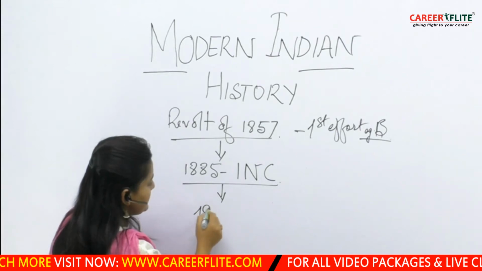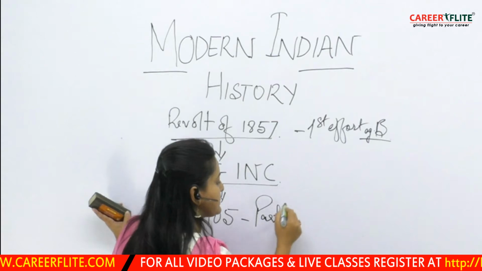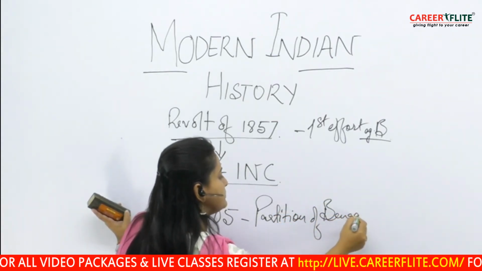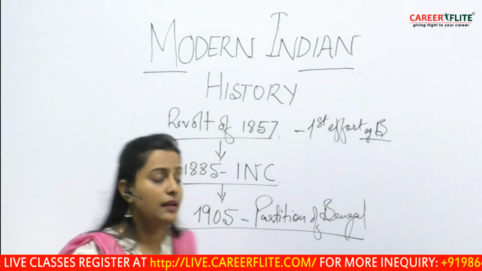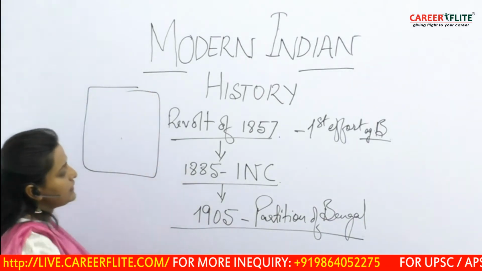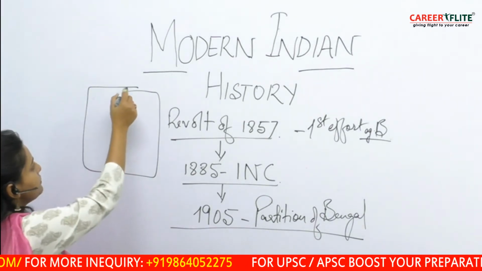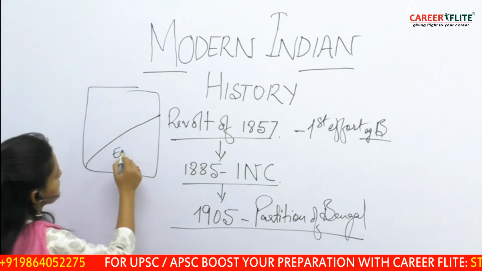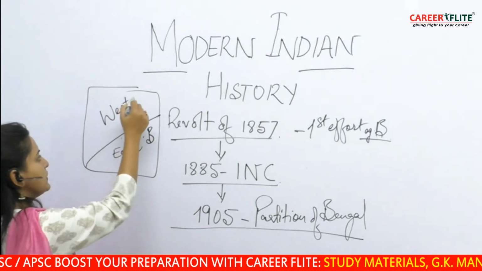So in 1905, partition of Bengal took place. Now, what was this? See, suppose Bengal is a larger territory. Now, what the Britishers did was, it divided Bengal in this way. This was East Bengal and this was West Bengal.